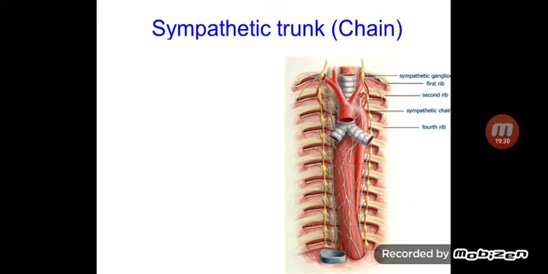What are the branches of the sympathetic trunk? First, gray rami communicantes, distributed to all thoracic spinal nerves. Of course, from the thoracic spinal nerves they are distributed to the whole body and supply the areas they correspond to. The postganglionic fibers are distributed through branches of the spinal nerves, all through the spinal nerves.